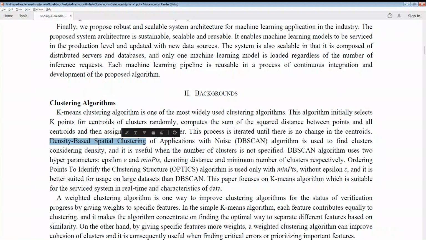The density-based spatial clustering of applications with noise (DBSCAN) algorithm is used to find clusters considering density, and it is useful when the number of clusters is not specified. The DBSCAN algorithm uses two hyperparameters, epsilon and min points, denoting distance and minimum number of points in a cluster respectively. Ordering points to identify the cluster structure.